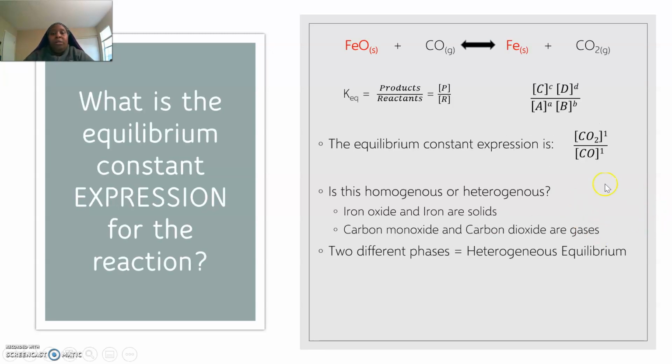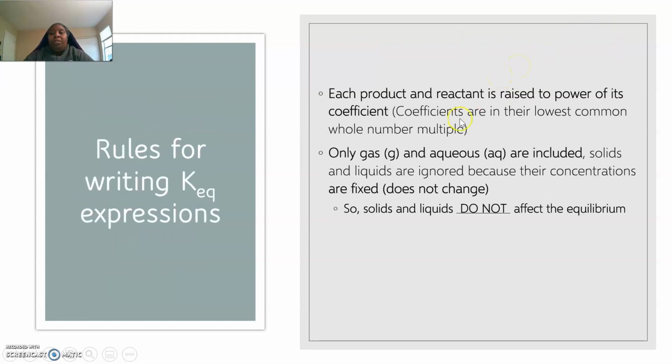All right, so let's take a look at the problem. We have iron oxide plus carbon monoxide that yields iron, and then we're yielding carbon dioxide. So the first thing I want you to notice is all of the states. Iron oxide is a solid, iron is a solid, carbon monoxide is a gas, carbon dioxide is a gas. If you remember, based on the rules, only gas and aqueous are going to be included in our equilibrium expression.